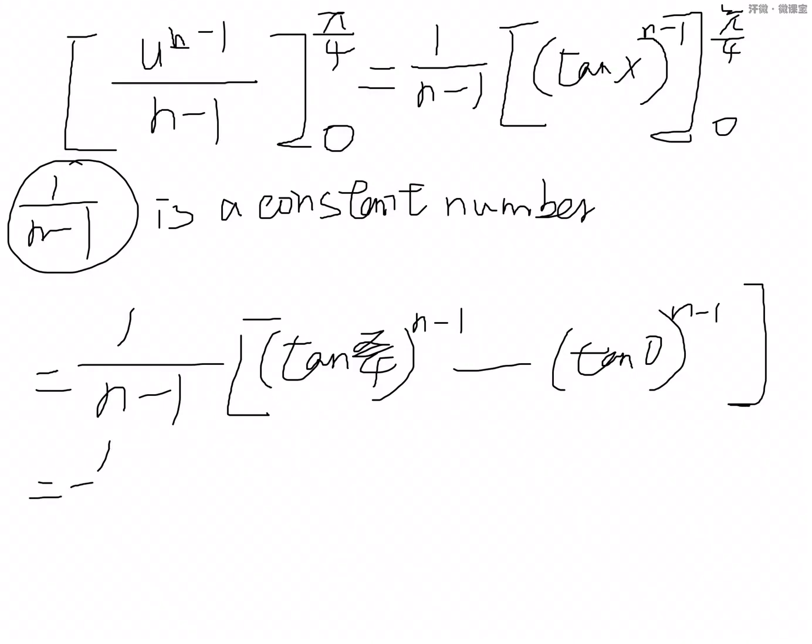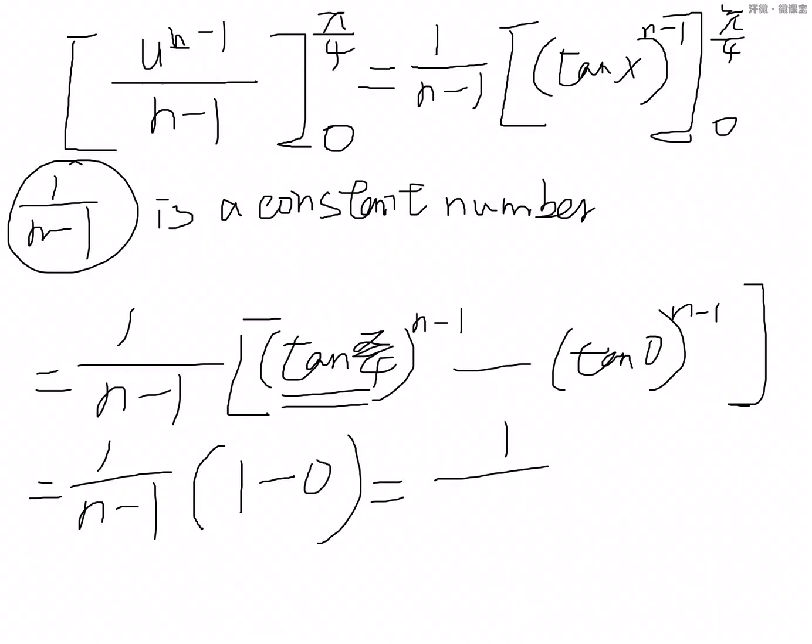We already know that tangent pi over 4 equals sine pi over 4 divided by cosine pi over 4, which equals 1. So 1 to the power of anything still equals 1. Tangent 0 is 0, and 0 to the power of anything still equals 0. So we have proved that the left side equals the right side. That's the end.